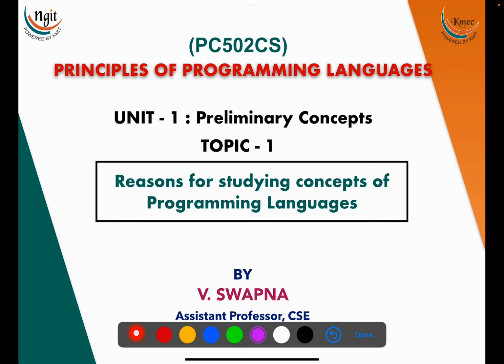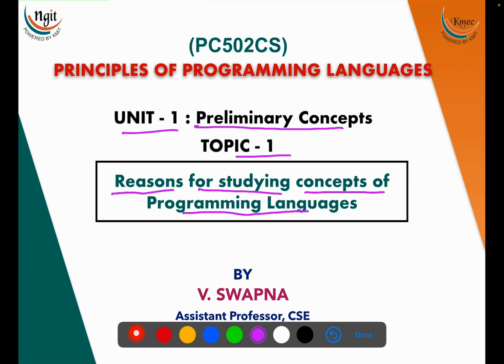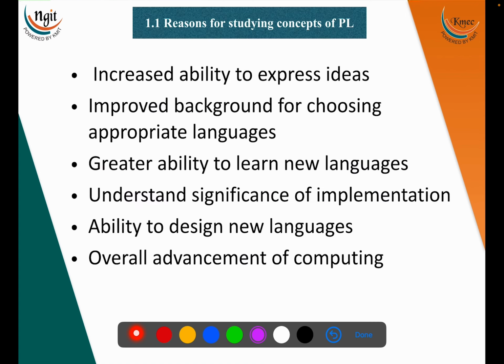Now here we go with Principles of Programming Languages, Unit 1, Preliminary Concepts. In that, the first topic is about reasons for studying concepts of programming languages. Interesting topic it is, because this is the foundation topic to understand why you have to study different concepts of programming languages. For example, C doesn't support the object-oriented concept. OOPS concepts are not supported in C. But C with some extension, which is called C++, will support object-oriented features.